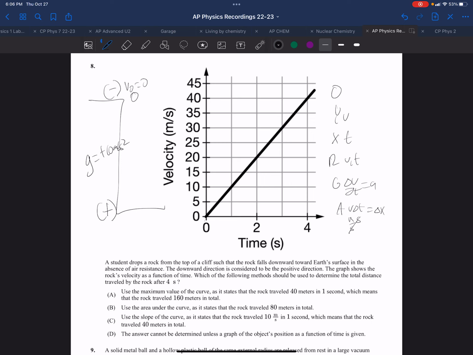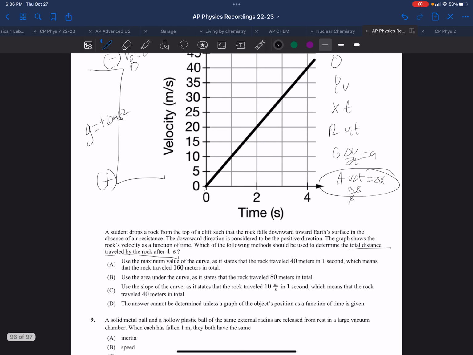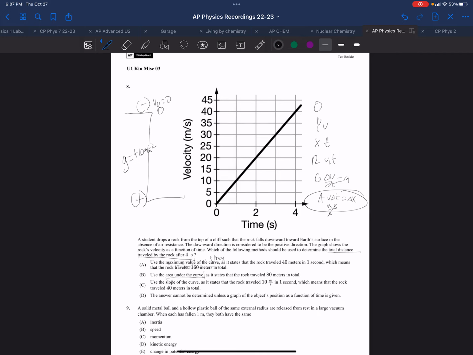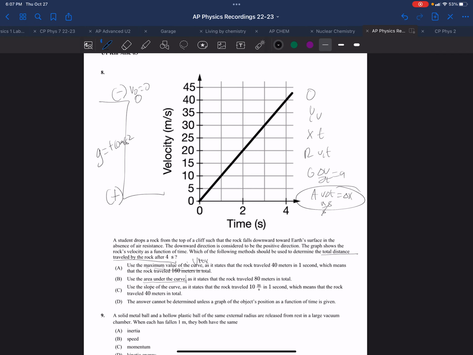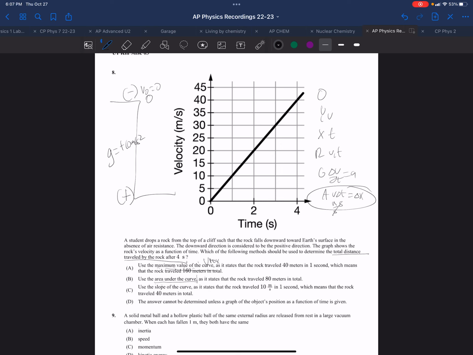The graph shows the velocity as a function of time. What would be used to determine the total distance traveled by the rock after 4 seconds? Well, the distance will be the area. The maximum value of the curve? No, that would be the maximum velocity. The area under the curve, yes. As it states that the rock traveled 80 meters in total, I don't know if it says that. I'm not sure where that comes from. But it would be the area under the curve.